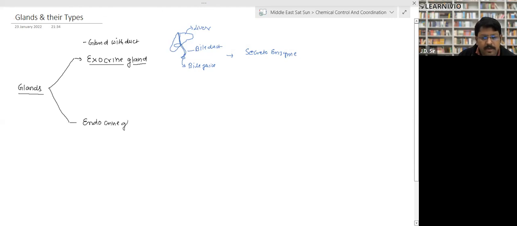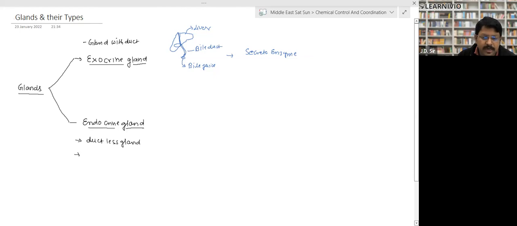Endocrine glands do not have any duct, right? So they are called ductless glands, because they do not secrete their hormone with the help of a duct. So they are called ductless glands.